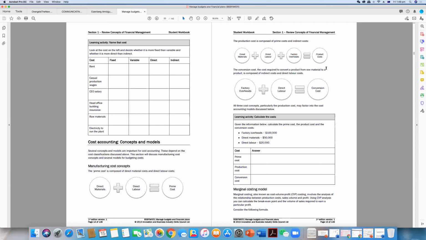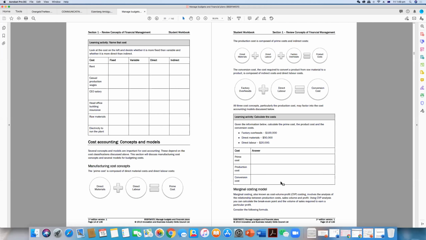Product cost is composed of prime cost and indirect cost. For example, direct materials, direct labor, and factory overhead, which is the factory indirect cost. And conversion cost, the cost required to convert raw material into a product, is composed of indirect cost and direct labor cost. So factory overhead, or factory indirect cost, and direct labor. That is the definition of conversion cost, just remember.